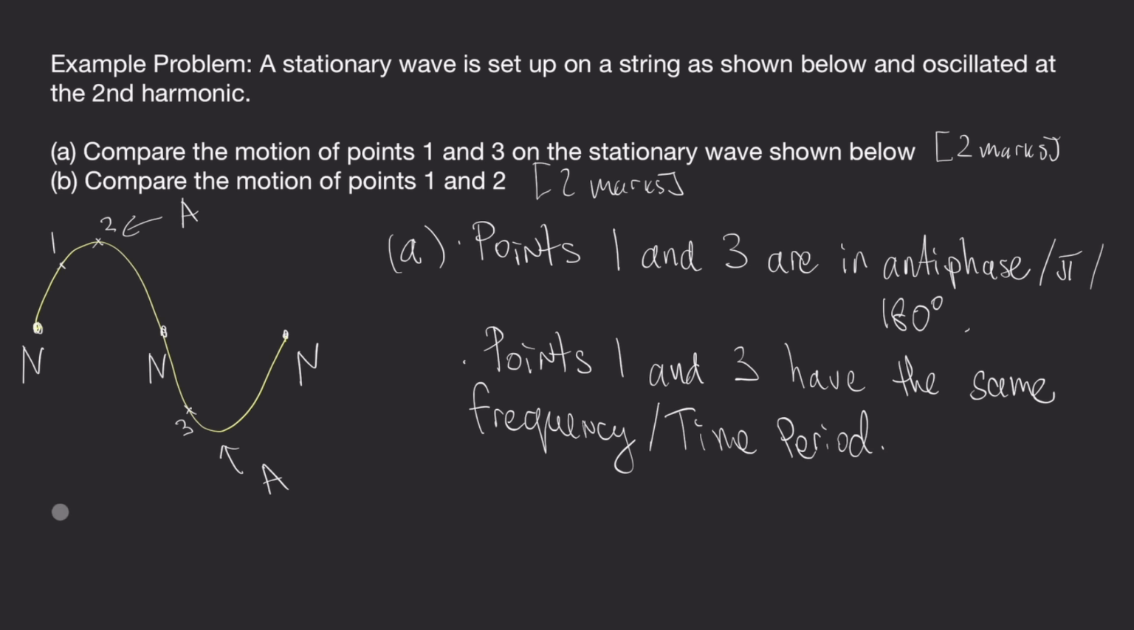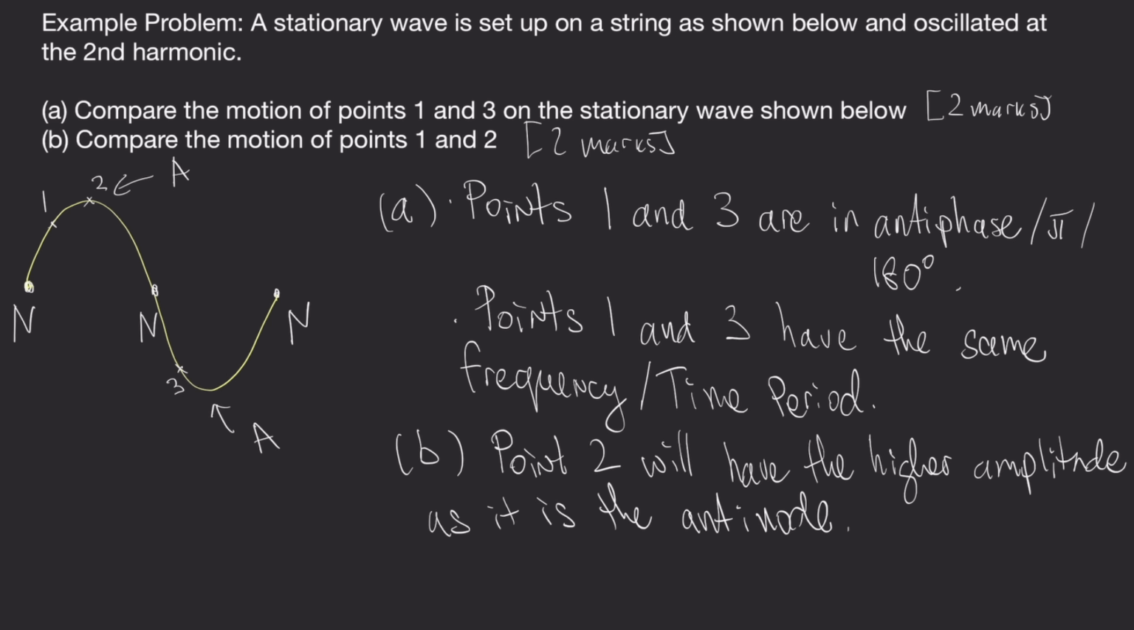If there was a grid behind this, it's just merely a sketch, we could probably compare the amplitudes as well. Now, tell you what, let's compare the amplitudes for part B, in which we need to compare the motion of points 1 and 2. Now, point 2 is the antinode, therefore point 2 will have the higher amplitude.